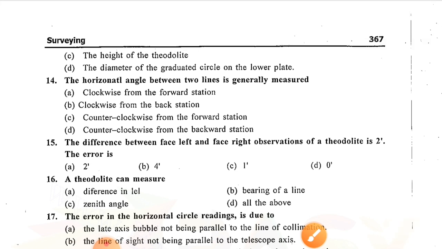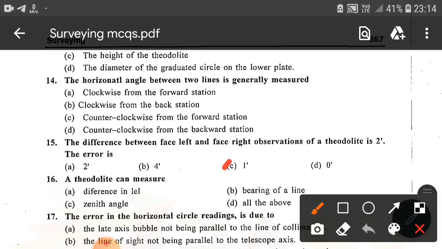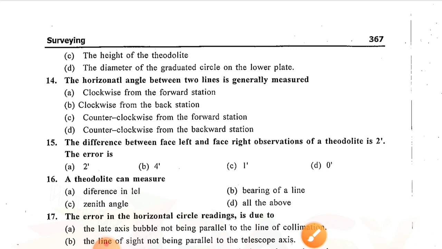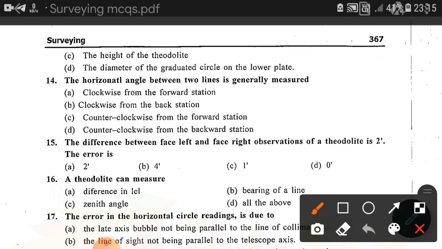Question number 15, the difference between face left and face right observation of a theodolite is 2. The error is. Option C is correct, 1 minute. Question number 16, a theodolite can measure. Option A, difference in level. Option B, bearing of a line. Option C, zenith angle. Option D, all the above. Option D is correct, all the above.